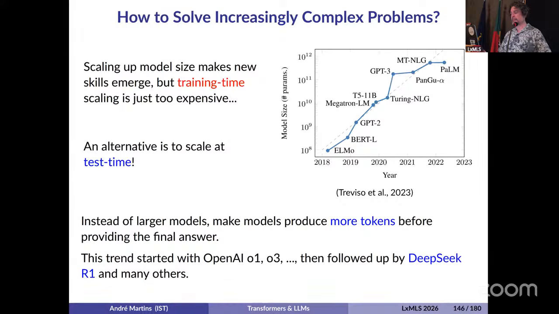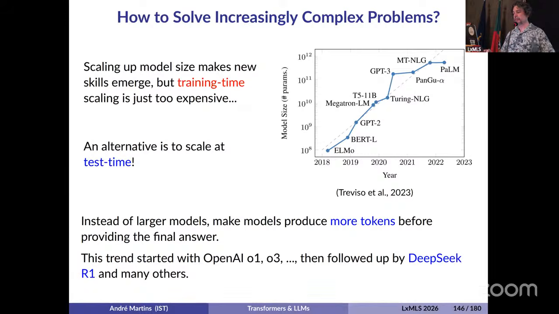At this point in time, some of the frontier labs are already feeling the pain of having to train models that are bigger and bigger every time. In this plot, I'm showing in log scale from 2018 to 2023 an exponential increase in the number of parameters. For example, PaLM is almost 500 billion parameters. Training time scaling is just too expensive. It consumes too many resources, and there are lots of engineering headaches that come with it.